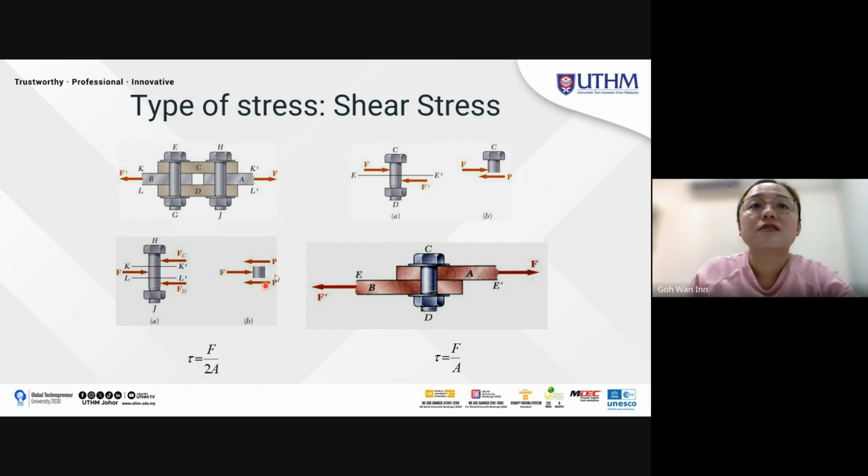You can see that here. When you push it here, you will have 2P, two areas. So this is one, one here. You can see one side. Imagine this one, only one surface, so it is F over A. If you have two surfaces, then it will be F over 2A. It depends on the area.